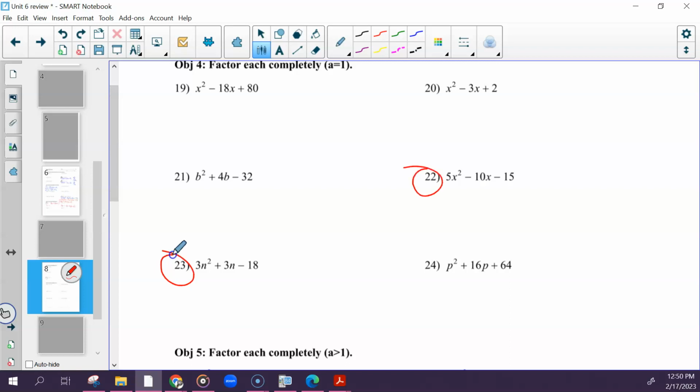So starting with 22, does this have a GCF? 5. So if we divide 5 out of everything, what's left? Minus, this is 3. Because, like the other ones, this doesn't have a number in front, or the number in front is 1. You're looking for 2 numbers that multiply to be -3 and add to be -2.